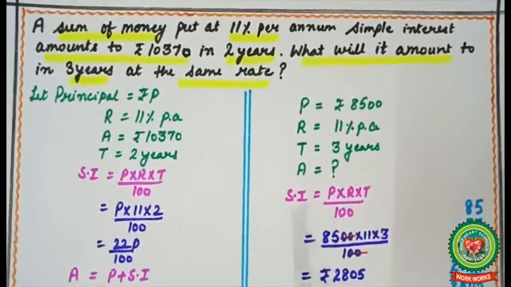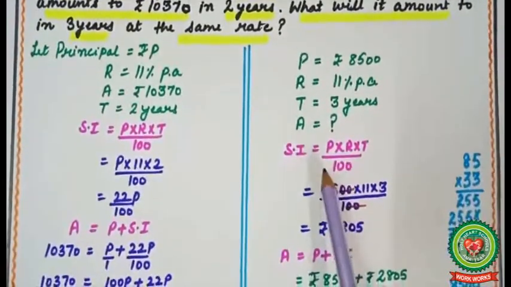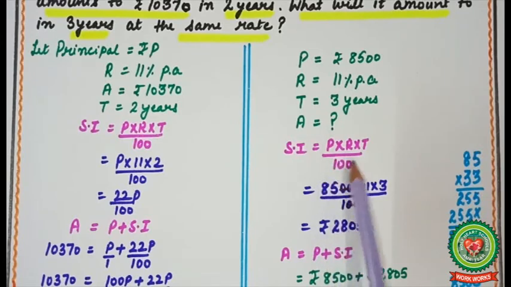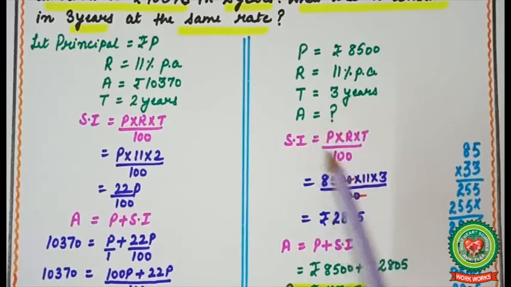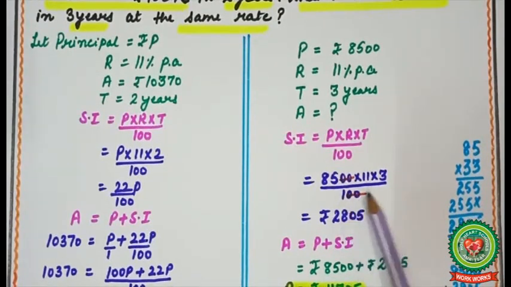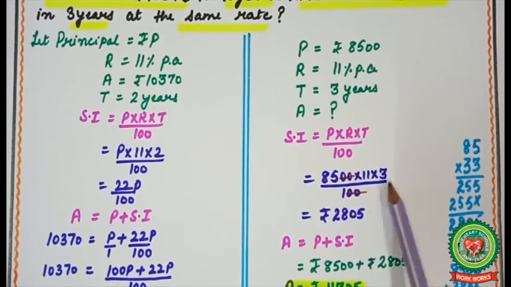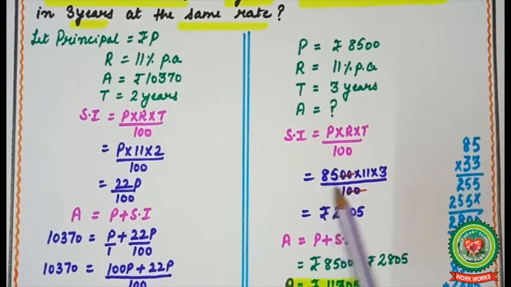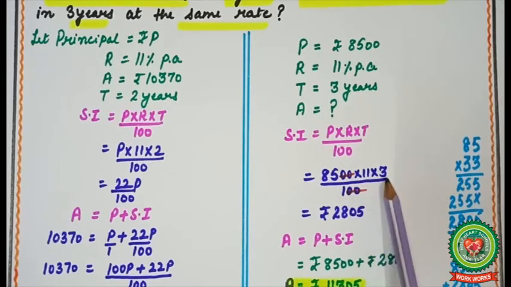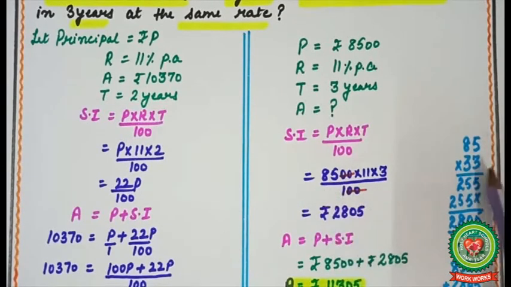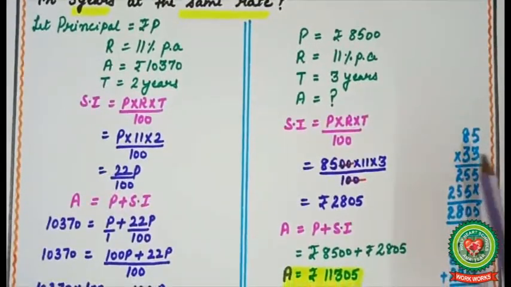For finding amount we need SI. So we have to find SI here. Put the formula for SI is equal to P into R into T upon 100. So put the values of all these three. After putting the values, we can cut these two zeros, and what we are left with is 85 into 11 into 3. For making the multiplication easier, we have 11 into 3, that will be 33. Now 85 into 33 will be what? We will do the multiplication. After doing the multiplication, we will get here 2805, right? This is the value for SI.